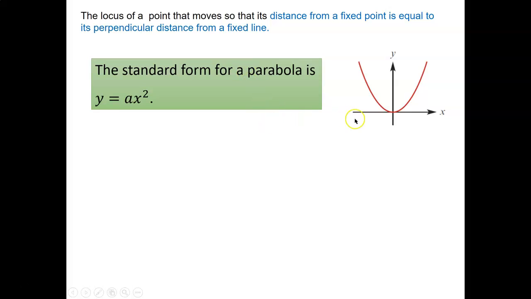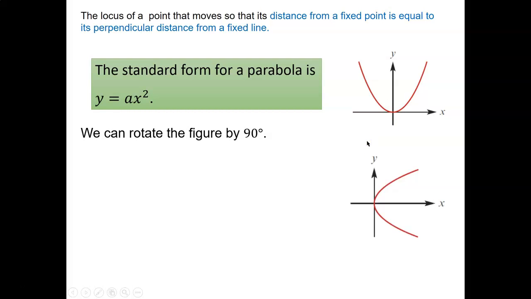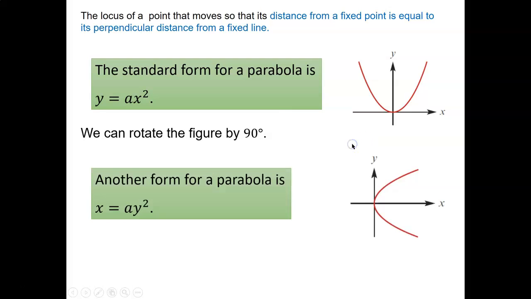The standard form for a parabola is y equals ax squared. That's one where the vertex is on the origin, (0, 0). We can also rotate it by 90 degrees though, and this kind of parabola has the form x equals ay squared.